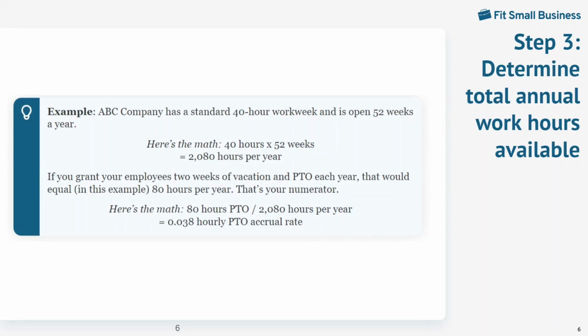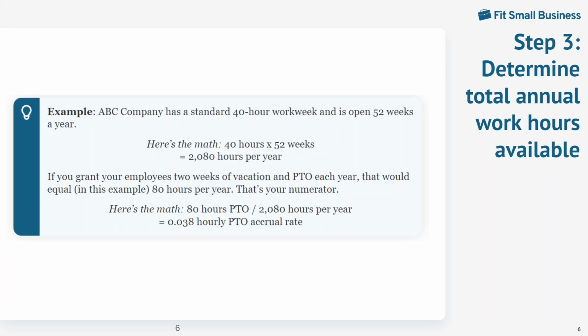Step 3 is to determine the total annual work hours available. You have to determine how many weeks per year your business operates so that you can calculate how many work hours per year employees are eligible to accrue PTO annually. This hours per year number is used as the denominator when calculating your PTO accrual rate.